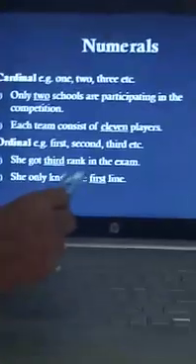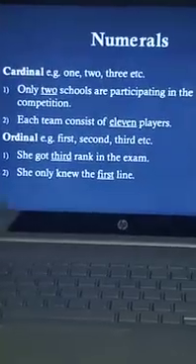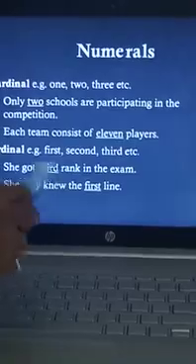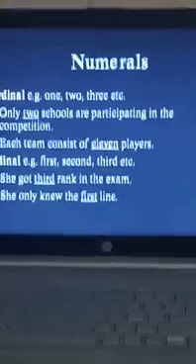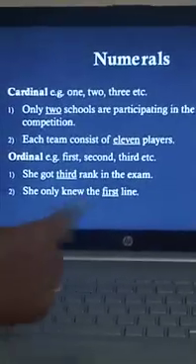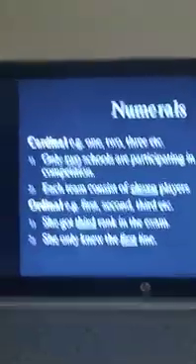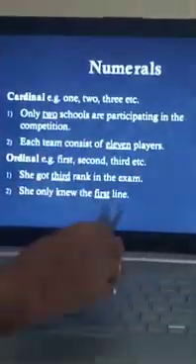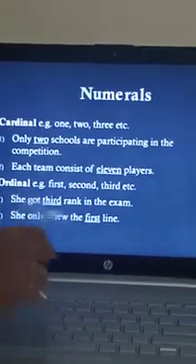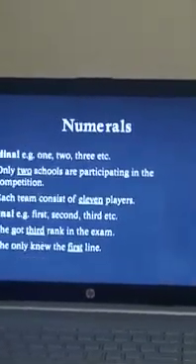Okay, clear? Now let's see ordinals. Example, first, second, third. She got third rank in the exam. THIRD, third is the ordinal. Example of ordinal determiner, that is third. And the exam, this is also a determiner, that is article. Now, she only knew the first line. Here, numerals means only, that is ordinal is only first. Okay, children. Clear? Okay, finish. Thank you.